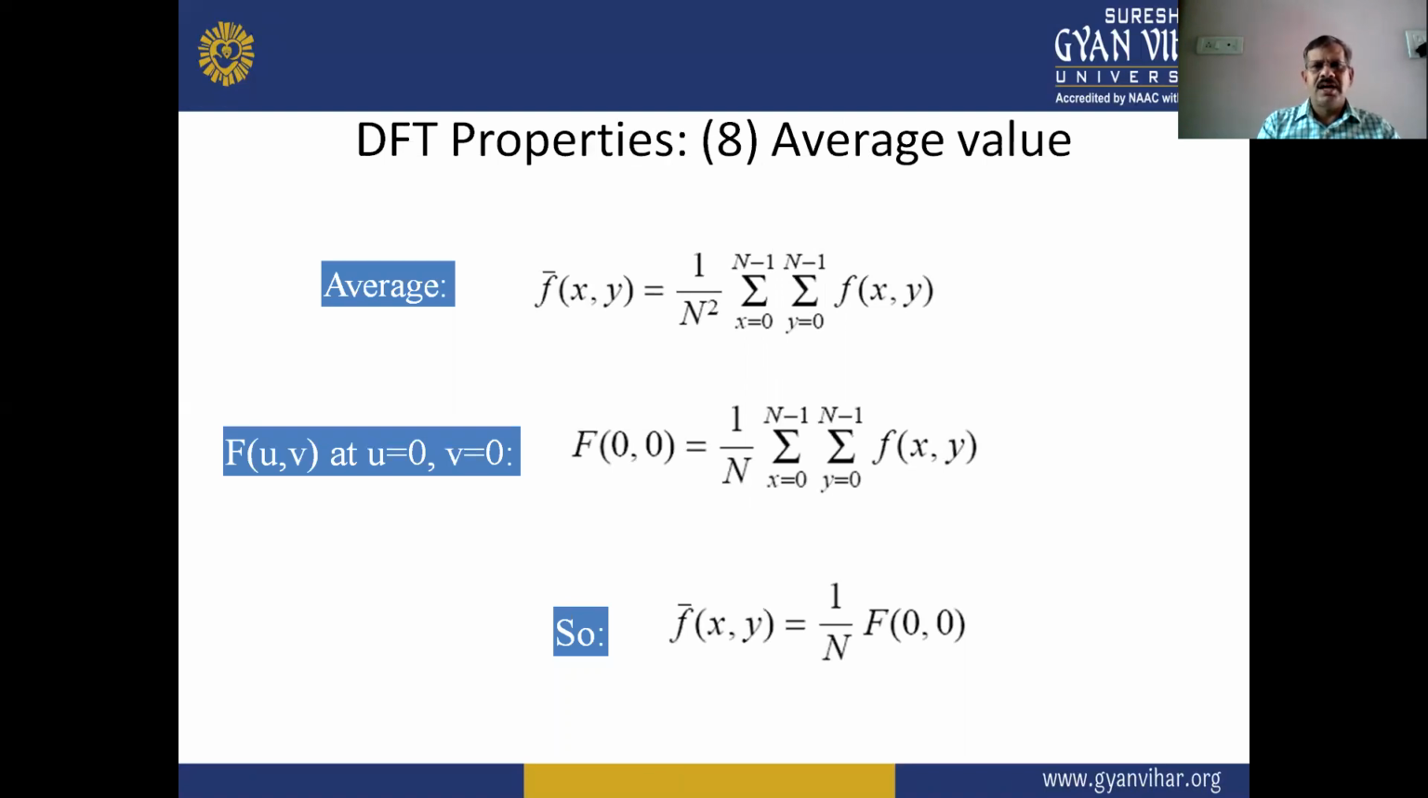And the next one is the average value property, which is the number 8 property of the DFT. So f average (x,y) equals 1 upon n squared, summation of x equal to 0 to n minus 1 and summation of y equal to 0 to n minus 1 f(x,y), and F(u,v) at u equal to 0 and v equal to 0. So f average (x,y) equals 1 upon n times F(0,0).